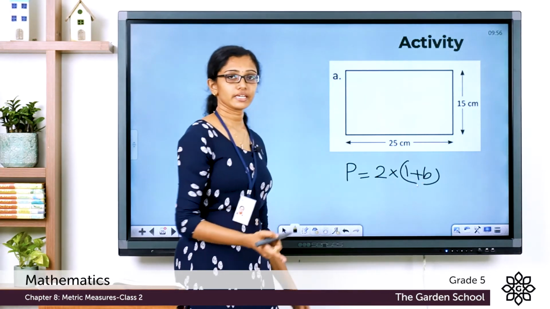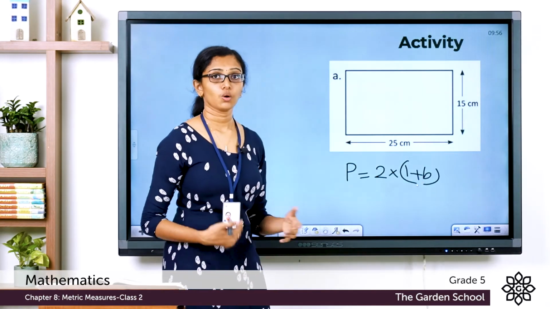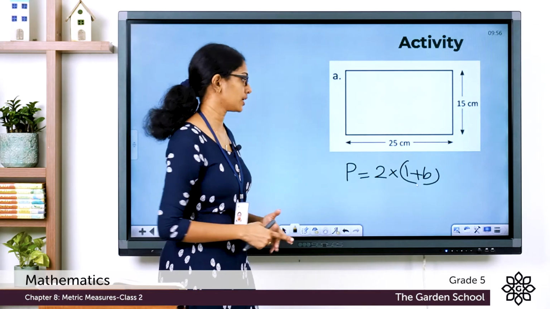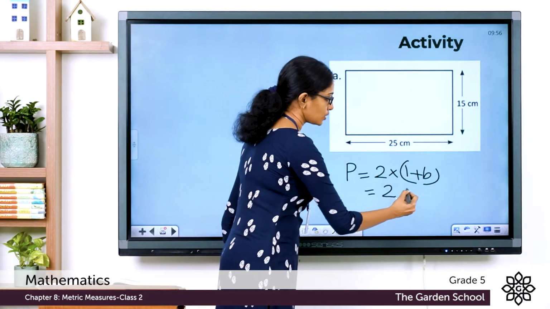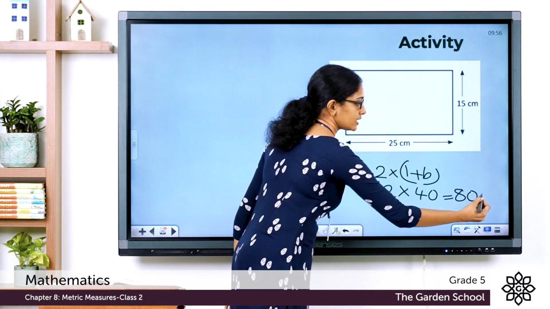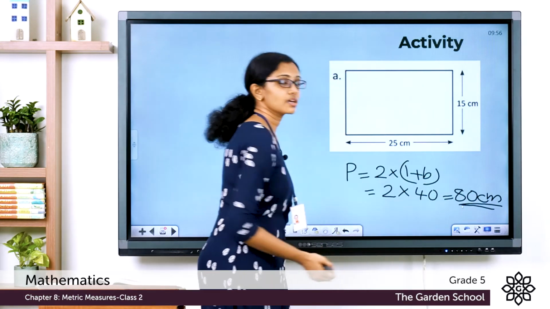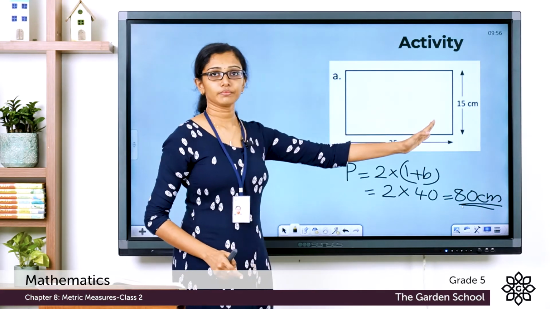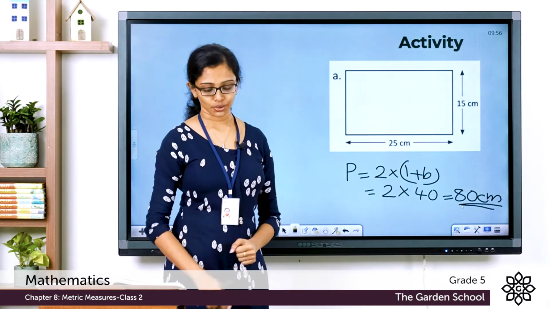And what is L plus B here? 25 plus 15. What is 25 plus 15? It is 40. So the perimeter is equal to 2 times 40, which is equal to 80 centimeter. It's very simple. Just add up the length and breadth, multiply the answer by 2.